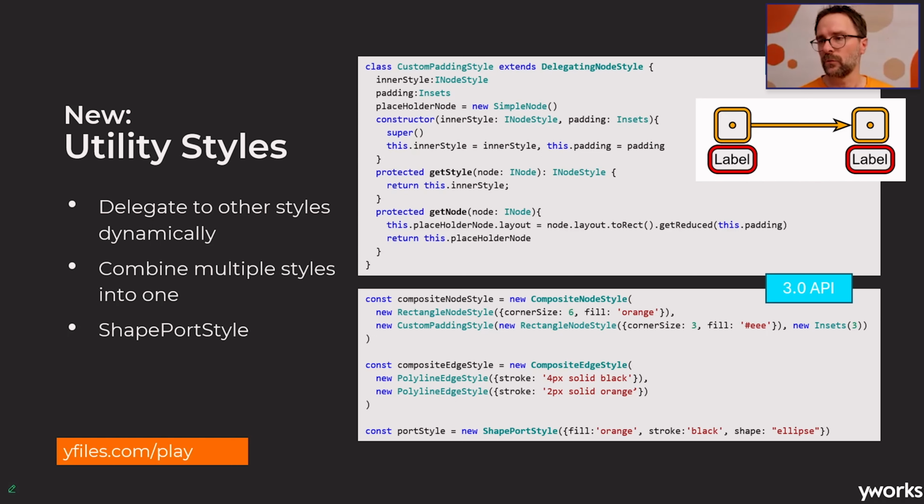Obviously, you don't have two nodes in your model. It's just the visualization that changes. Last but not least, we also added the shape port style, which makes it much easier to render the connection points in a nice way. It has the same features as the shape node style, meaning you can specify fill, color, the shape, and the size.